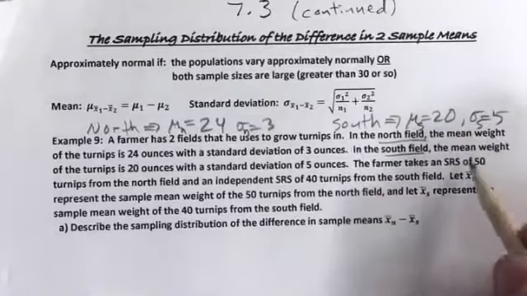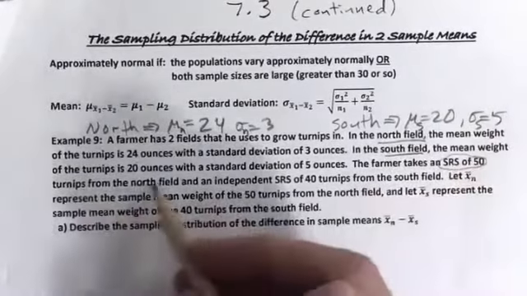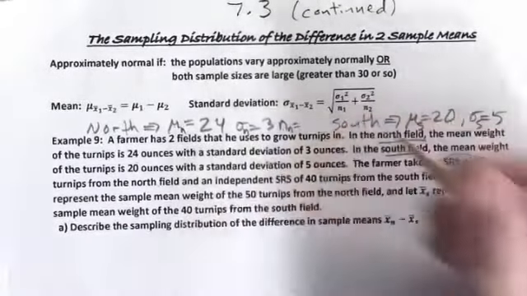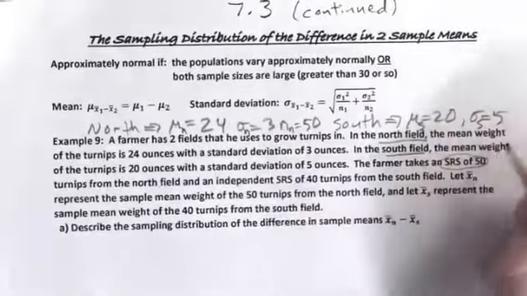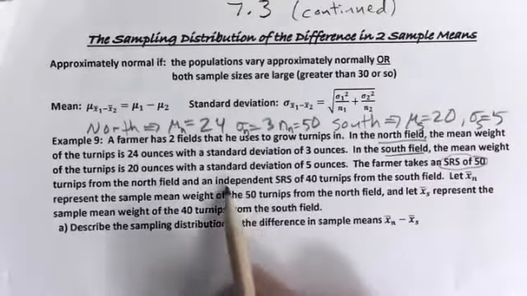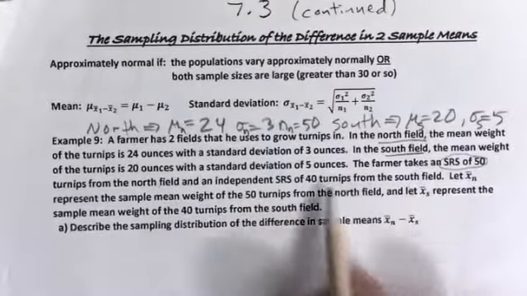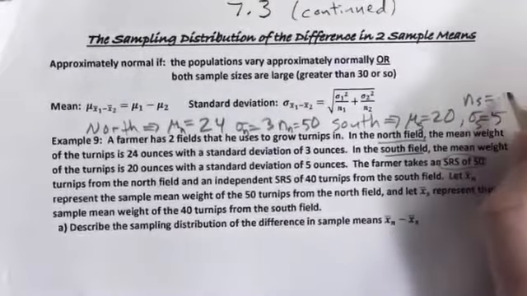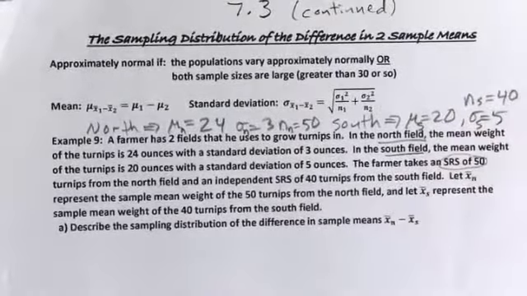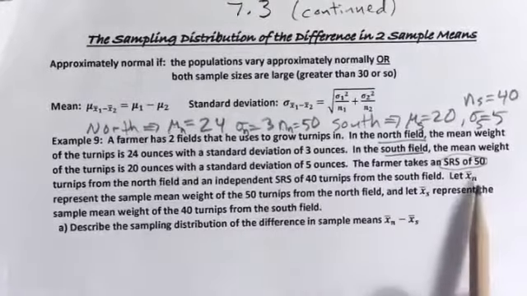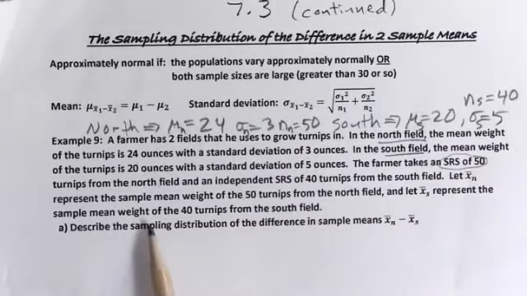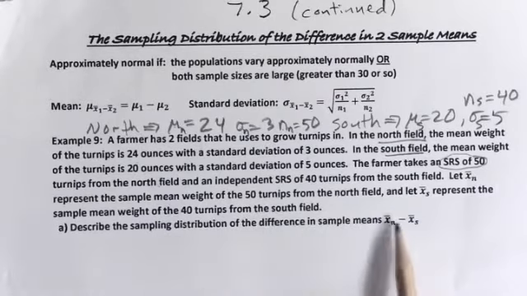Then it says the farmer takes an SRS, a simple random sample, of 50 turnips from the north. So my sample size from the north, my n, is equal to 50. And he takes an independent SRS of 40 turnips from the south. So my n for the south is equal to 40. Let X bar sub n represent the sample mean of the 50 turnips from the north field, and X bar sub s represent the sample mean weight of the 40 turnips from the south field. Describe the sampling distribution of the difference.